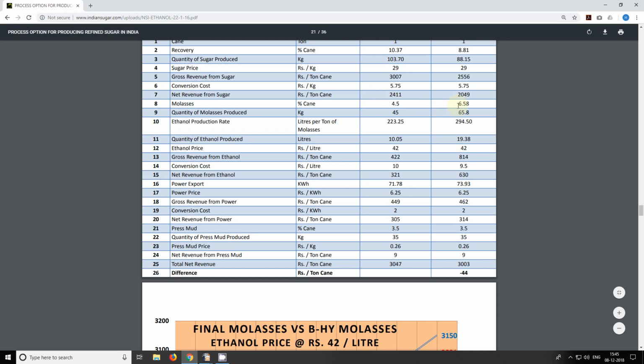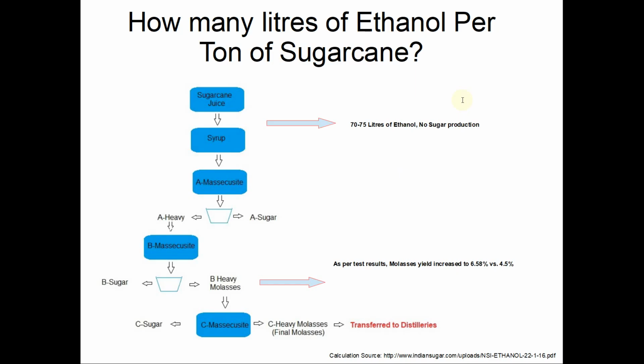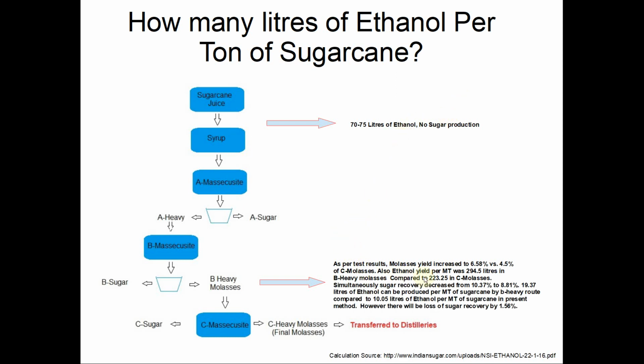As we can see in these test results, the sugar recovery drops and simultaneously molasses yield is increased per ton of cane. Also, the yield from B-heavy molasses is very high compared to C-heavy molasses. To compensate for loss of sugar recovery, government has fixed higher price for such ethanol.